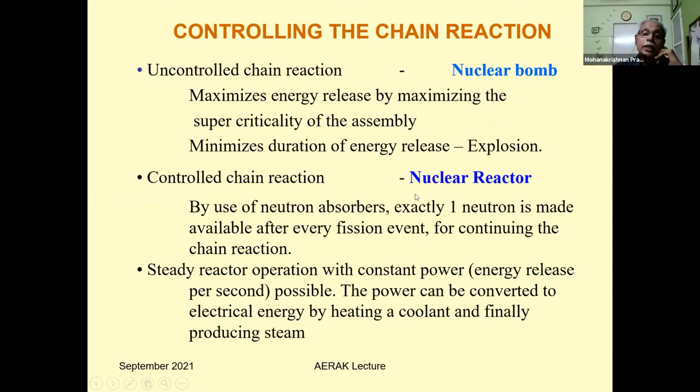The controlled chain reaction, which we are more interested in, uses neutron absorbers so that exactly one neutron is made available after every fission event for a continuous chain reaction. So steady state reactor power operation with constant power is possible. The power can be converted to electrical energy by heating a coolant and finally producing steam.